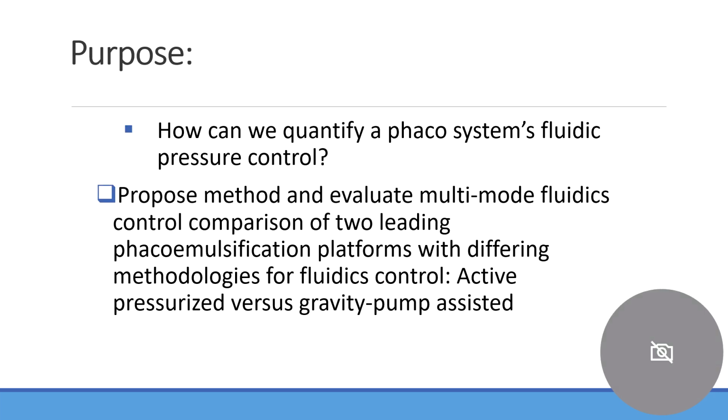Phacofluidics control has been the main thrust of phaco machine design over the past 15 years. When we talk about phacofluidics control, we are mainly left with our subjective opinion or controlled benchtop comparisons between different methods. The big question is, can we quantify fluidic control real time under general use conditions? The purpose of this study is to propose a method for evaluating multi-mode fluidics control under differing methodologies, active pressurization versus gravity pump assisted.